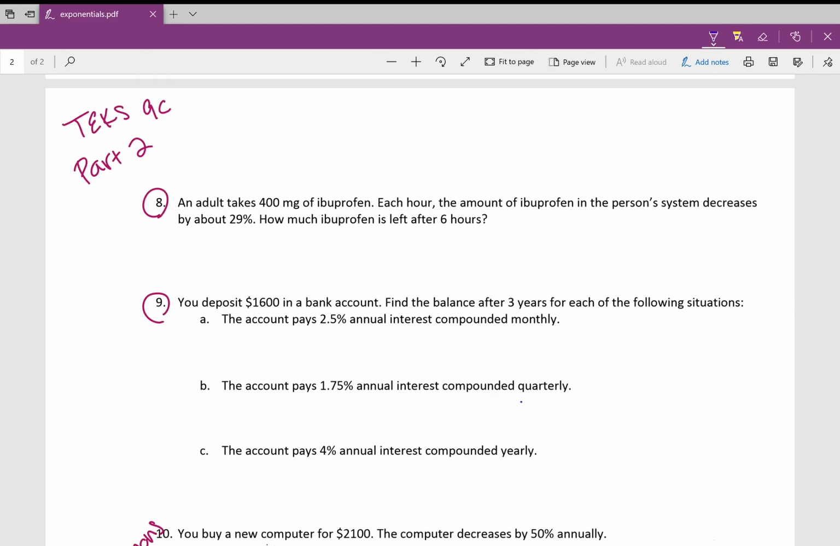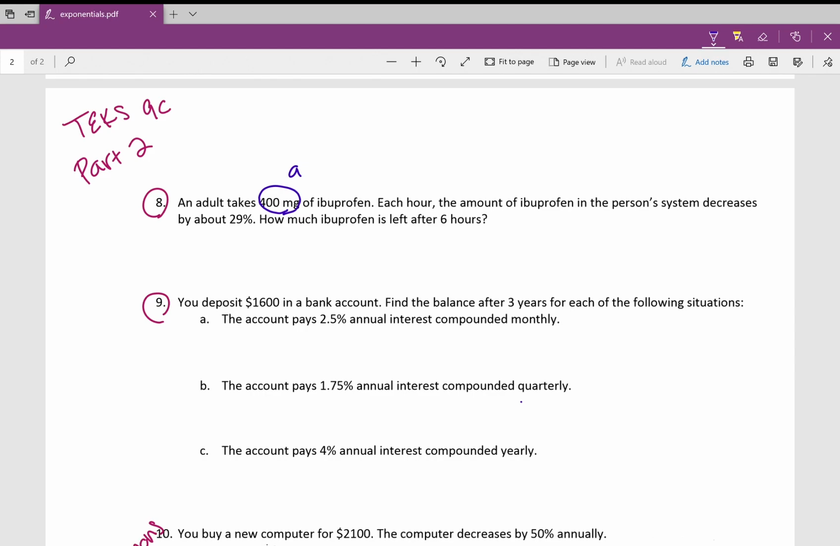It says an adult takes 400 milligrams of ibuprofen. Each hour, the amount of ibuprofen in the person's system decreases by about 29%. How much ibuprofen is left after 6 hours? So first, we go through and label everything. They take 400 milligrams of ibuprofen. This is what they're starting with, so this is our A value.